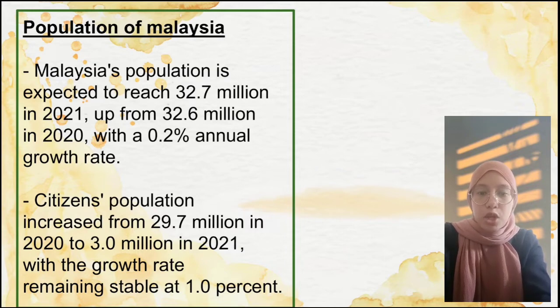Citizen population increased from 29.7 million in 2020 to 30 million in 2021, with the growth rate remaining stable at 1%.